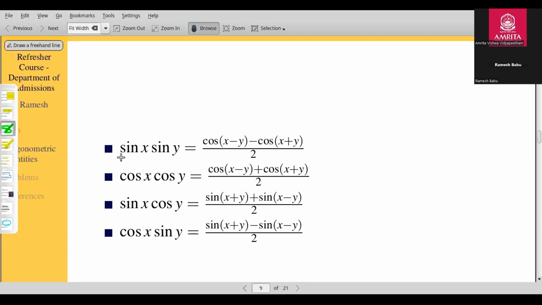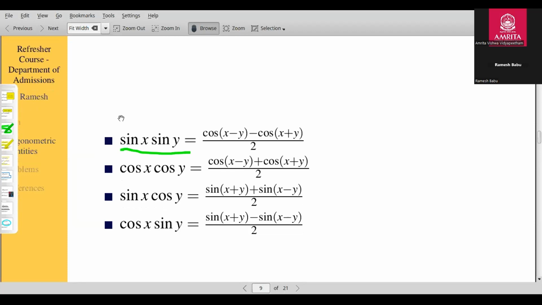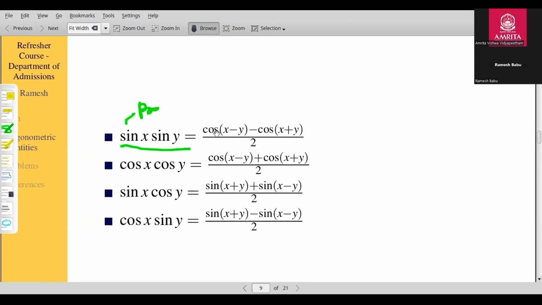So the left hand side is a product, okay, this is a product, but the right hand side is a kind of sum. Similarly, cos x sin y will become sin of x plus y minus sin of x minus y, divided by 2.